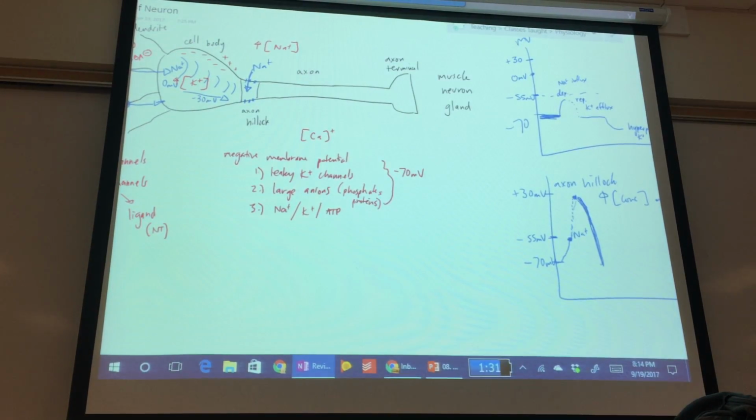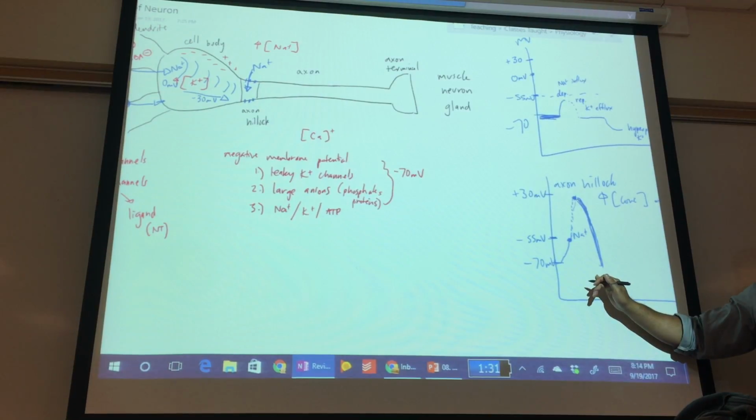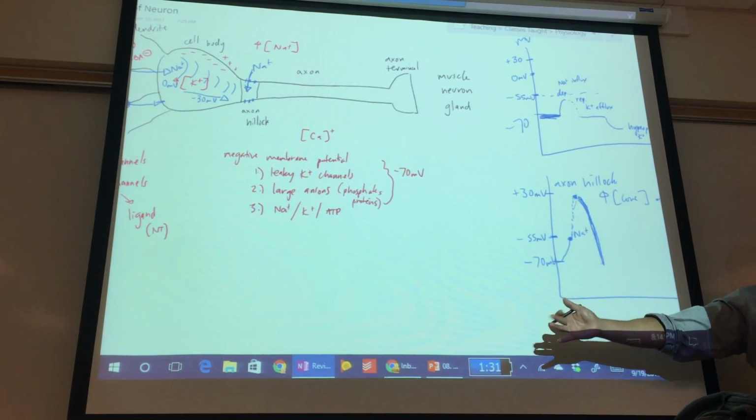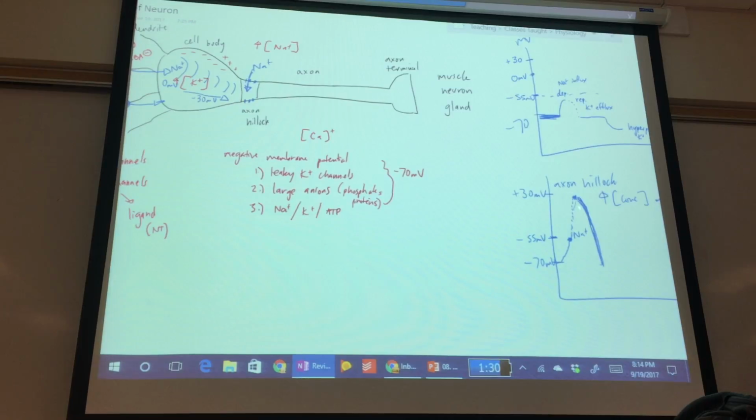And then, as Diana was saying, potassium channels open up slower. So because our potassium channel is still open, we're bringing it back down from positive 30, negative 55, negative 70. It's going to stay open, and it's going to contribute to what's called the undershoot.